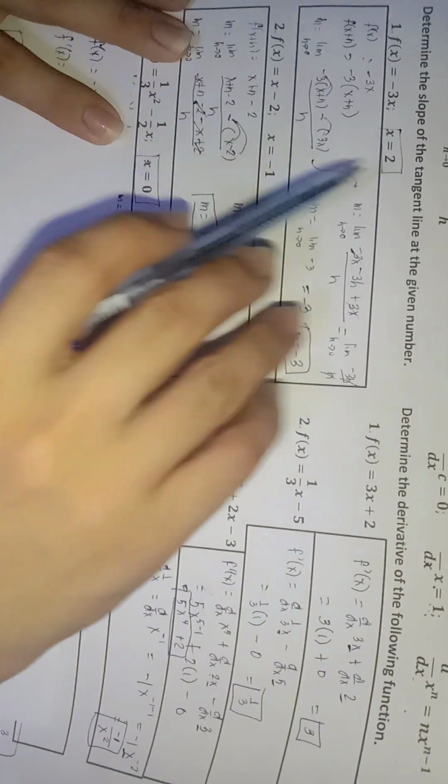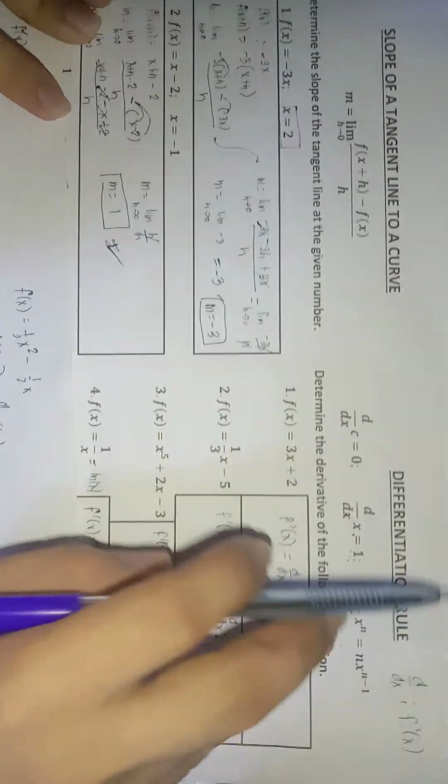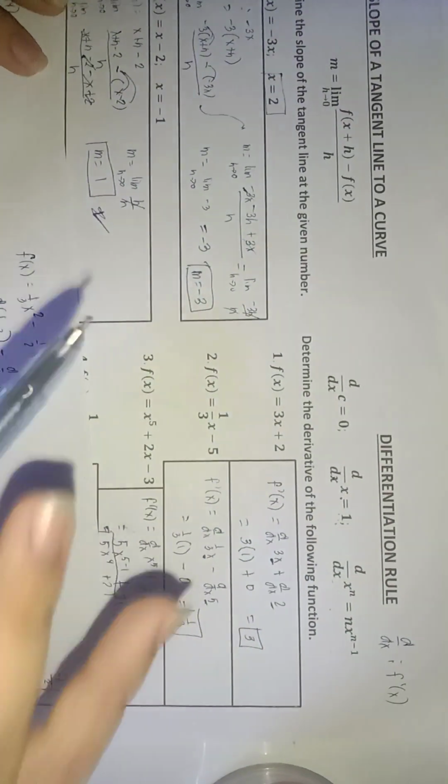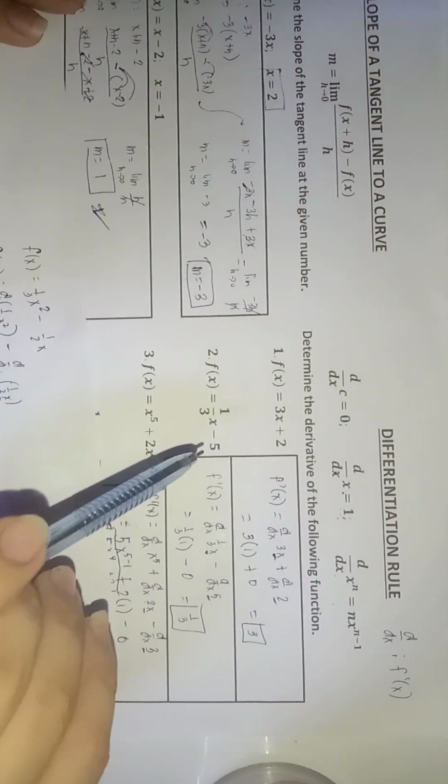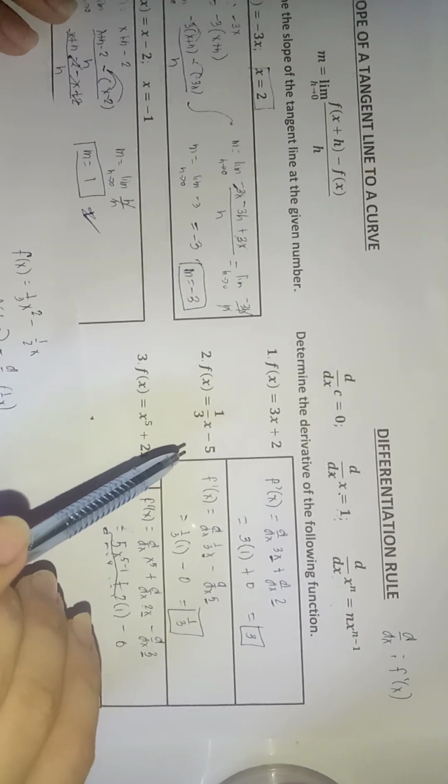So again, the slope of a tangent line to a curve is the same as getting the derivative of that function. See you in the next review.